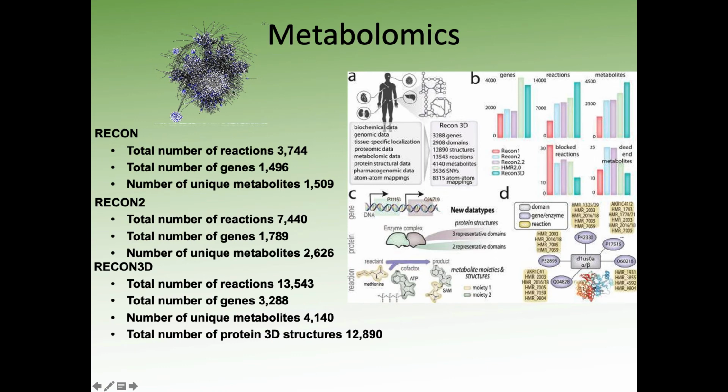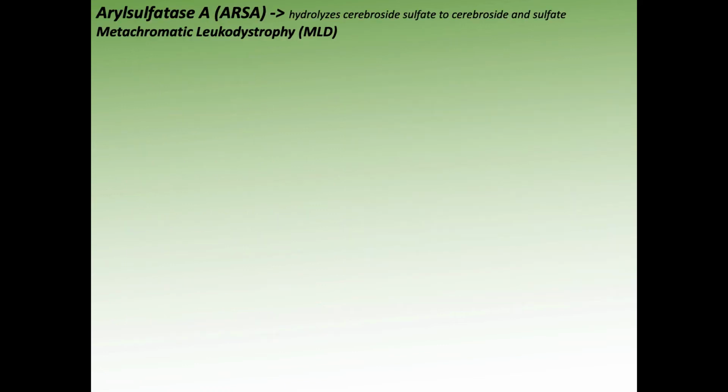If you were to conceptualize what it would look like, it would look something like this, these reconstructions, and this is what the complete network would look like. An example where we could see all this information start to come together is an examination of aryl sulfatase A, ARSA, which is used to hydrolyze cerebroside sulfate to cerebroside and sulfate. Mutations in this gene can lead to a condition known as metachromatic leukodystrophy, or MLD.